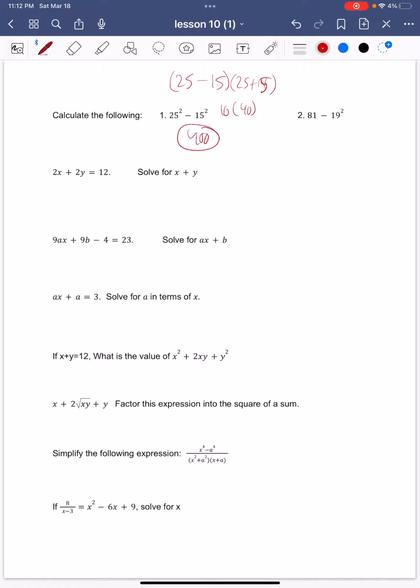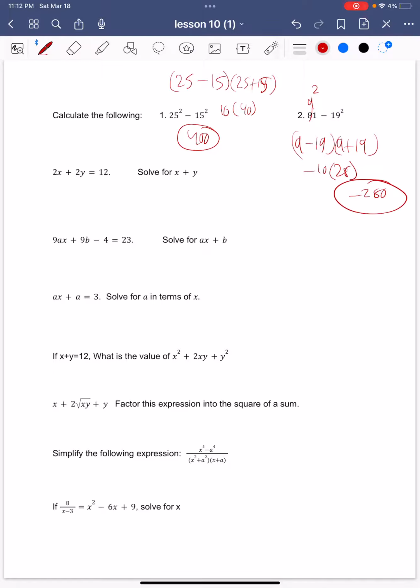81 minus 19 squared. So 81 is just 9 squared. So we could factor this by difference of squares, which is 9 minus 19 times 9 plus 19. So this is negative 10 times 28, or negative 280.